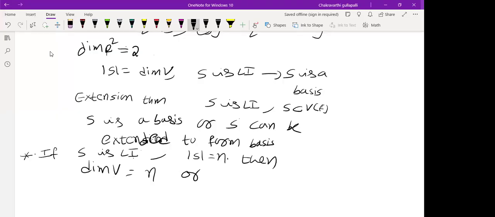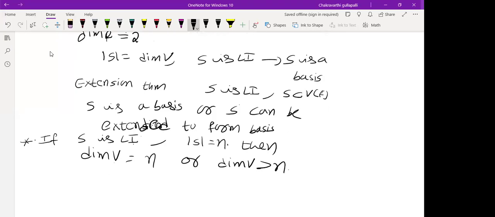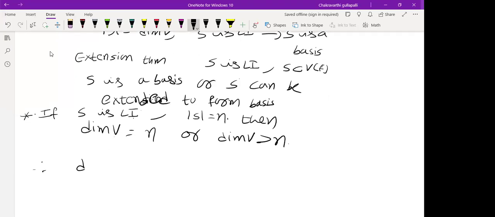So what will be the dimension? Either it will be n if it is a basis. If it is not a basis, it can be extended, so the dimension of V will become greater than n. So what is the relation? Therefore, the dimension of V will be greater than or equal to n. Because if it is a basis, the number of vectors in the basis is the dimension, so the dimension of V will be n. Every independent set need not be a basis; it may be a basis or may be extended. If S is independent but not a basis, then we can extend it.